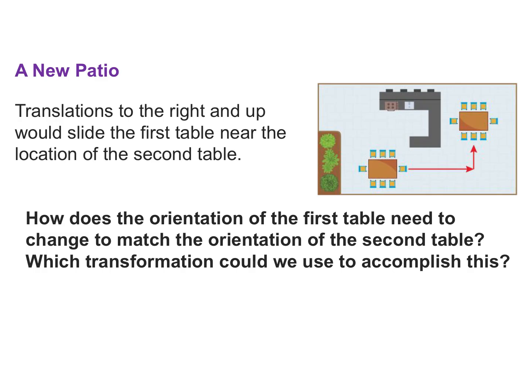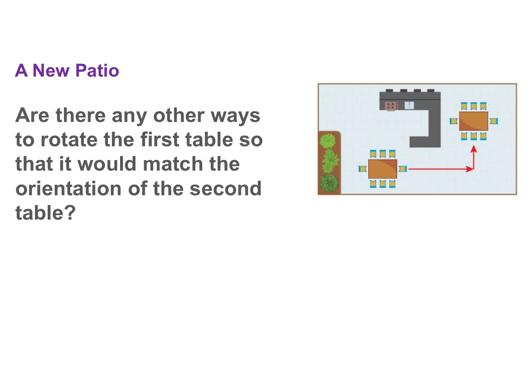How does the orientation of the first table need to be changed to match the orientation of the second? If I took this table and slid it over and slid it up, notice how it's not going to match. Well, actually, these two will match, right? But to make it look exactly how it was before, what do we need to do? Are there any other ways to rotate the first table so that it can match the orientation of the second table? Do we always have to translate it first and then rotate it, or can I rotate it first and then translate it? That's what we're looking at as far as these pictures.